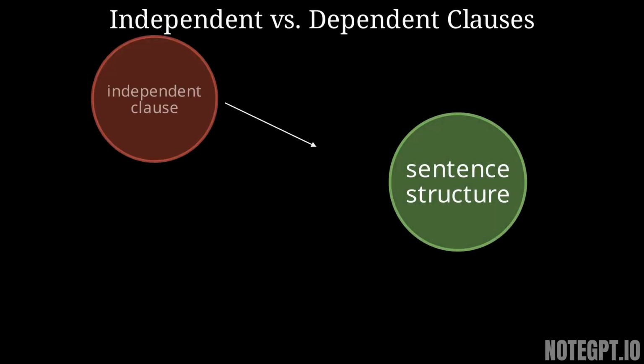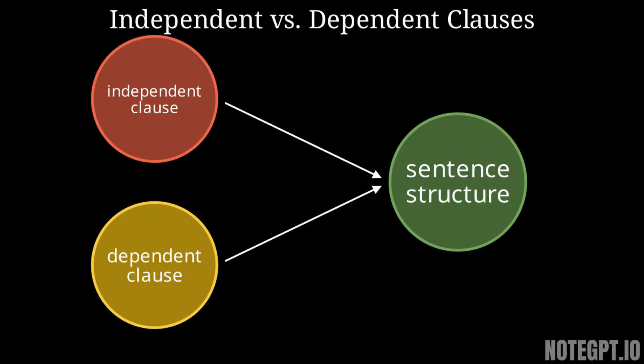An independent clause, also called a main clause, has both a subject and a verb and forms a complete sentence. A dependent clause, or subordinate clause, also has a subject and a verb, but cannot stand alone as a sentence. Dependent clauses add information to the main clause, such as context about time, place, or reason.